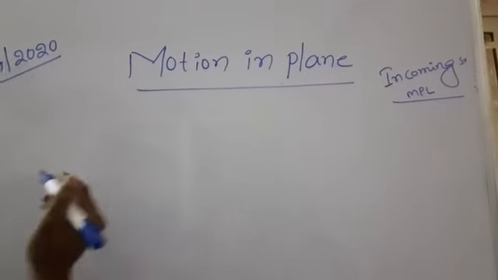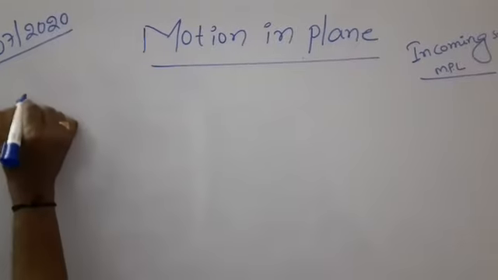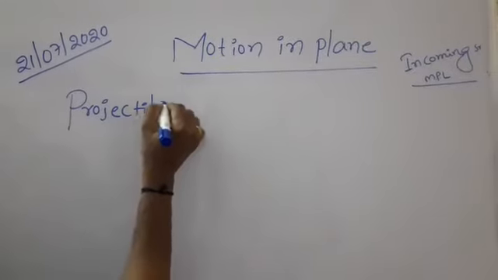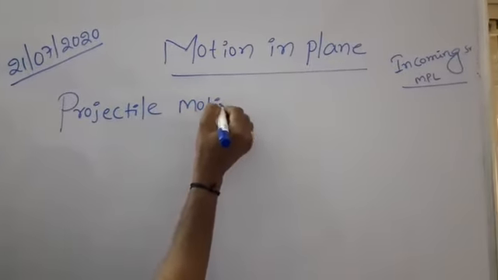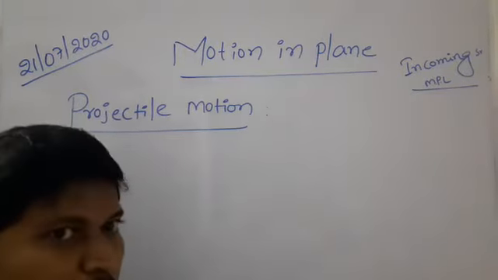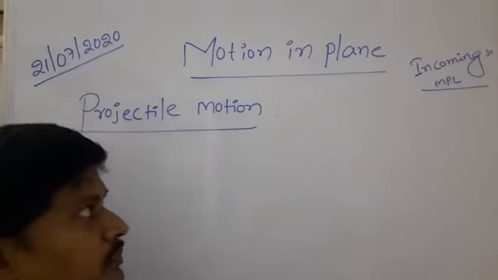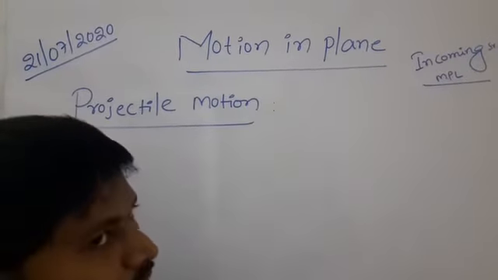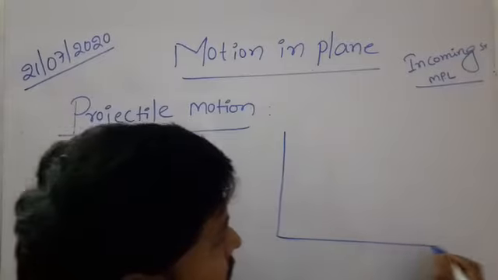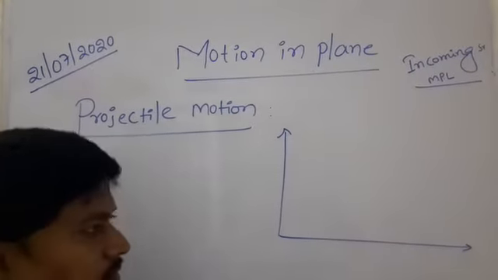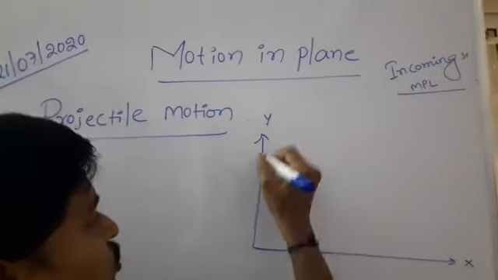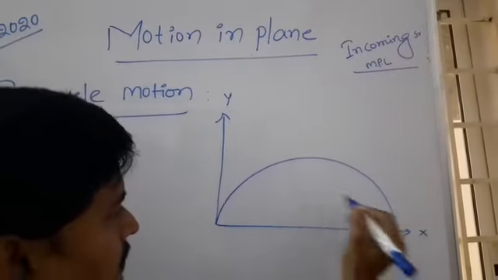Today's topic is projectile motion in a plane. Projectile motion is nothing but a body projected into the air making an angle theta with the horizontal, that is, other than 90 degrees, with the x-axis, near the surface of the earth. It is called projectile motion.